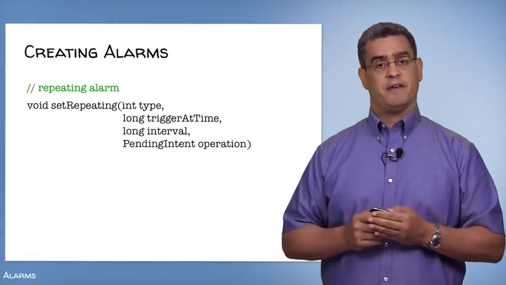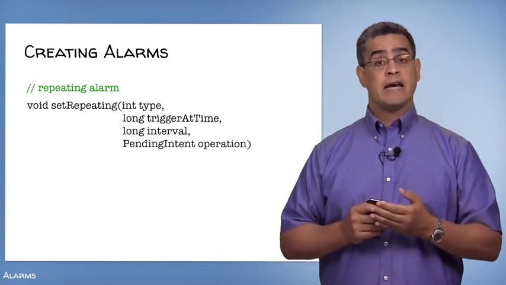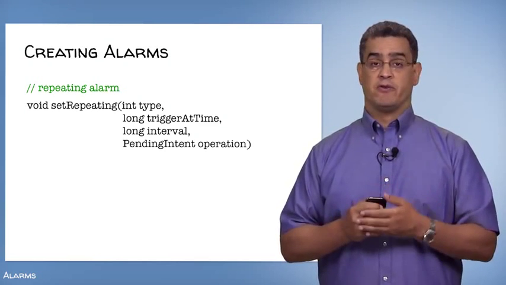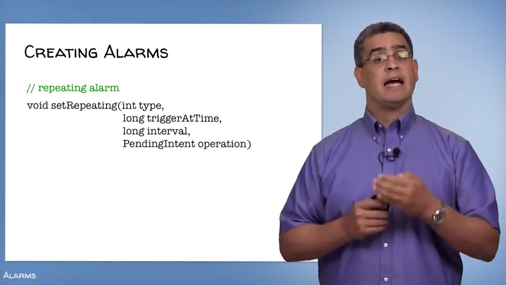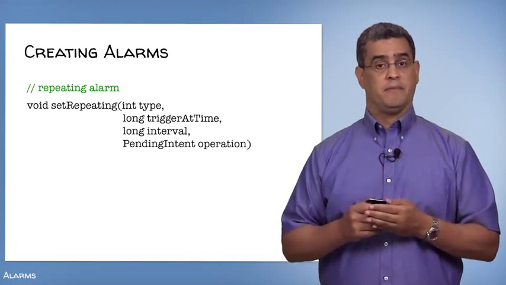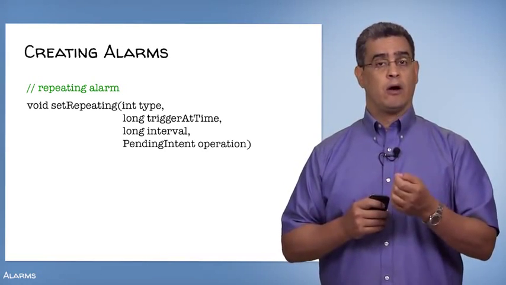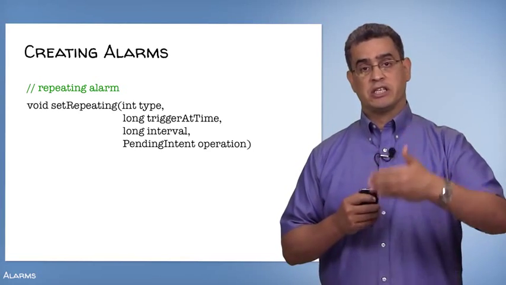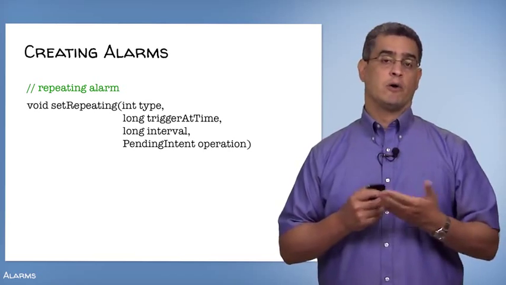You can use this method, setRepeating, to set an alarm that repeatedly goes off at specific intervals. This method has four parameters: the three we saw in the set method, and an additional long that specifies the amount of time between each successive time that the alarm goes off.